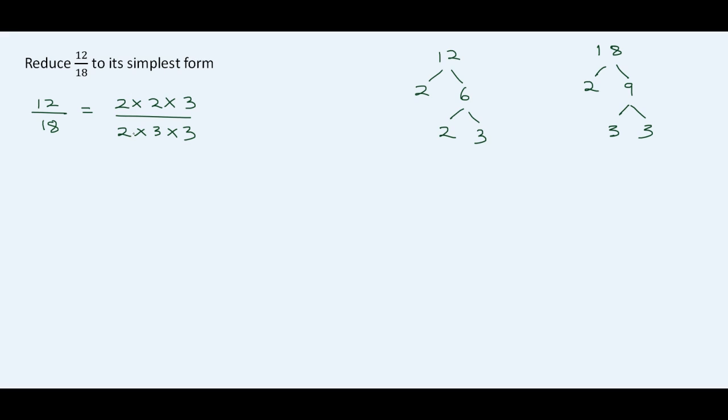So now what we're going to do is cancel the numbers that appear in the numerator and the denominator. So you have a 2 here, crosses out this 2. You have a 2 here, there's no other 2. You also have a 3 here and a 3 here. So what you're left with is 2 over 3. So therefore 12 over 18 is 2 over 3.